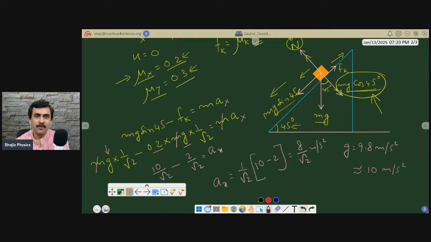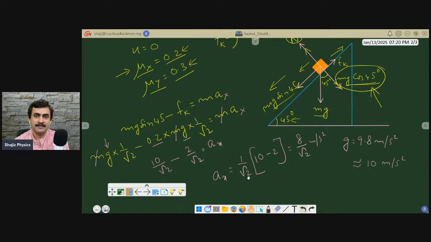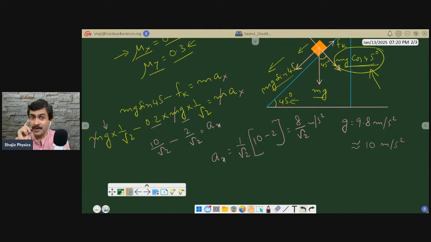We got it. Now we are proceeding to apply the same situation for y also, to get the acceleration of y. See here, you remember one thing.